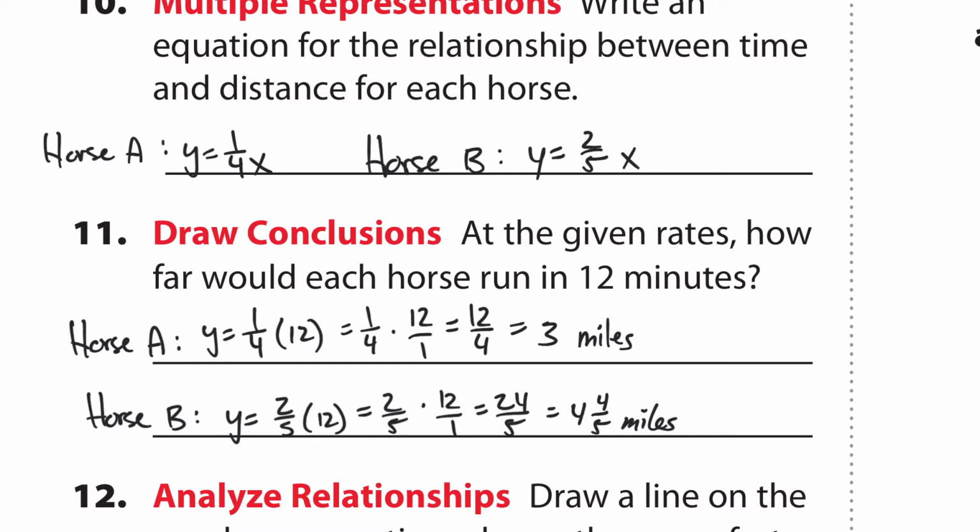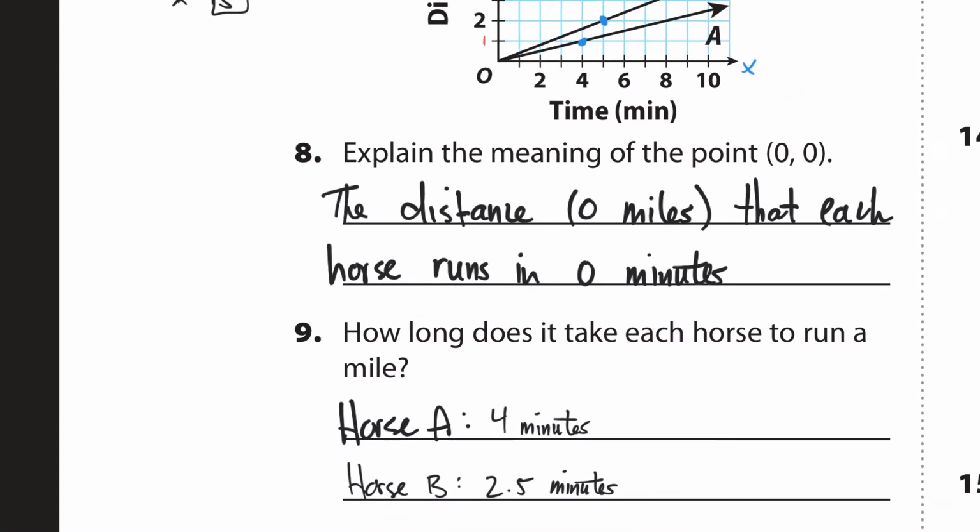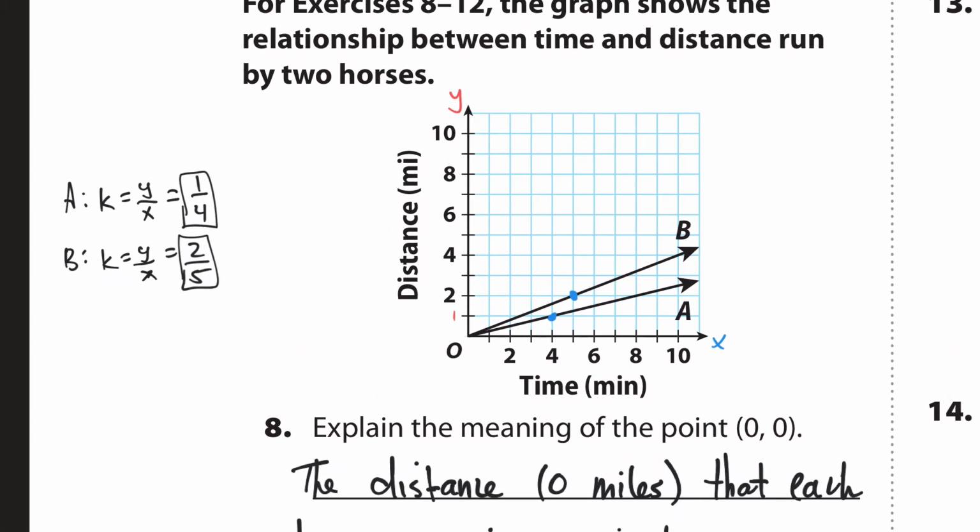Okay, let's analyze our relationships. Draw a line on the graph representing a horse that runs faster than horses A and B. So let's draw that line. A horse that runs faster. Well, take a look at this real quick.